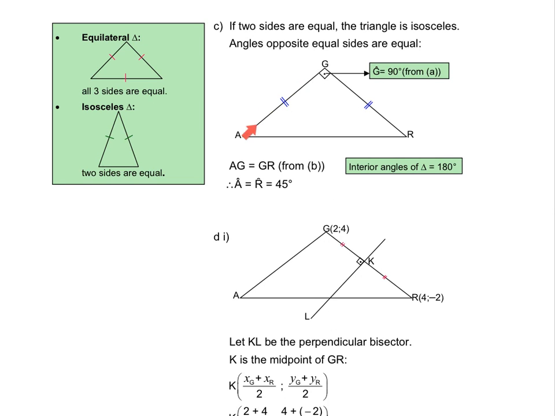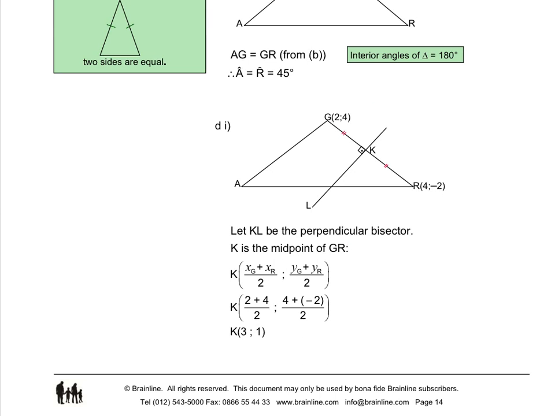Now, since it's an isosceles triangle, we know that angle A must be equal to angle R, and we also know that angle G is 90 degrees because we calculated that these two sides are perpendicular. This leaves 45 degrees for each of these angles because the interior angles of a triangle add up to 180. Then for question D1, if KL is a perpendicular bisector, it means that K is the midpoint of GR.